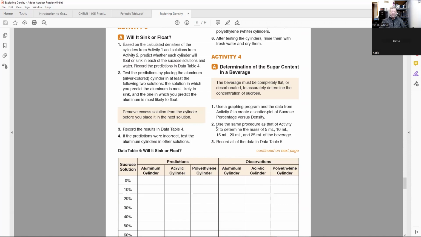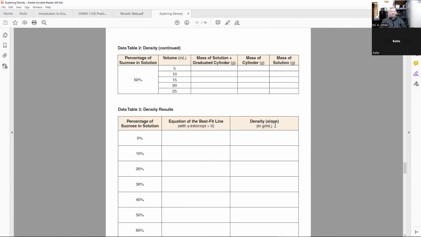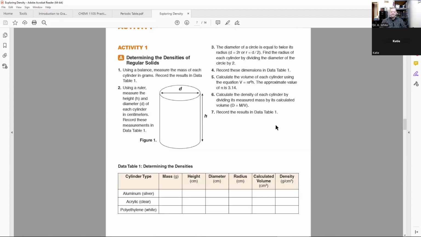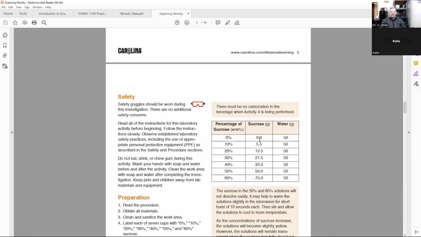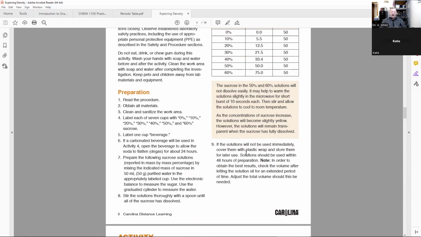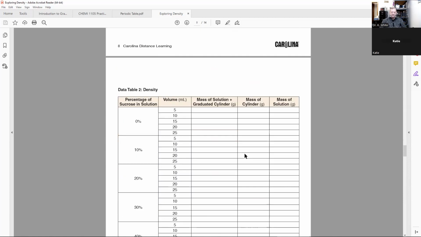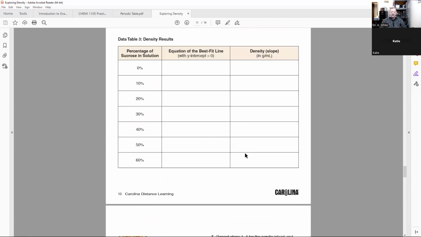Yep, I was right. To make those solutions, use this table up here to make the different pop solutions they want you to make right here. Instead of sucrose, right here, you'll use the pop and you'll weigh it out.